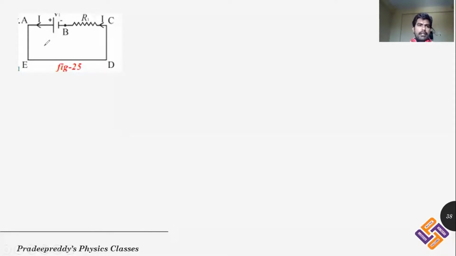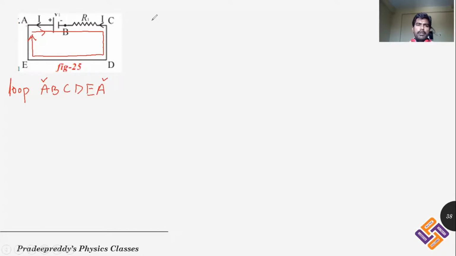For example, first I am considering the path of the loop A, B, C, D, E, A. You are starting at A, and again you should come towards A. You are coming like this, starting at A and going in this direction. But check it, the current is in the opposite direction to your path.